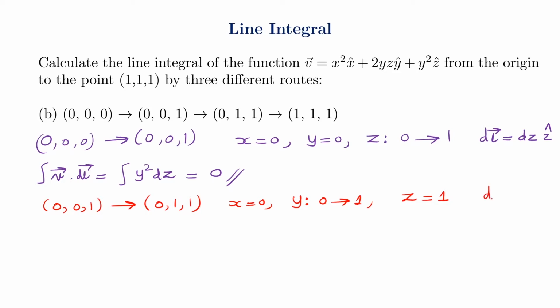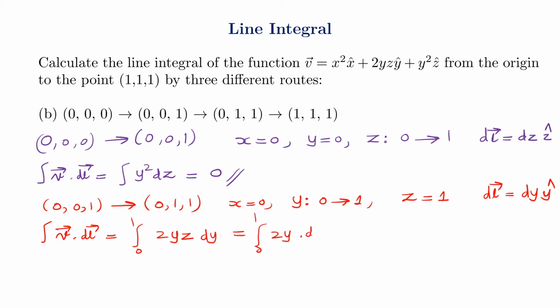Hence, in this case, dl will be equal to dy times y hat. Therefore, line integral v dot dl will be equal to integral 0 to 1 of 2yz dy. So this is equal to integral 0 to 1 2y times dy, which is equal to 2y square divided by 2 from 0 to 1, and that is equal to 1.